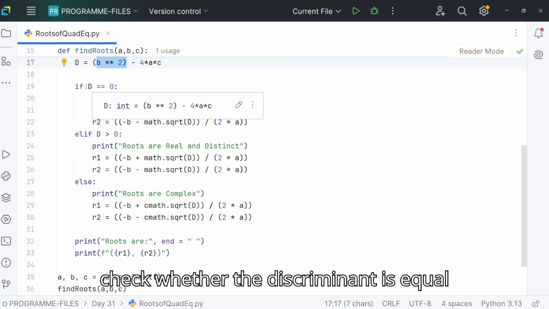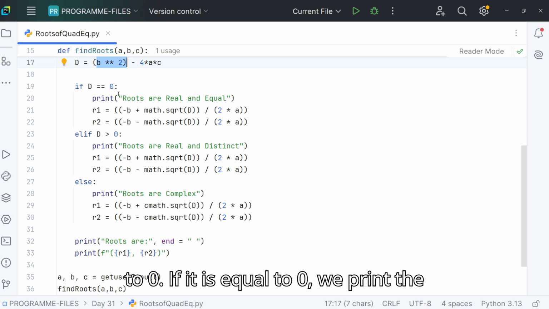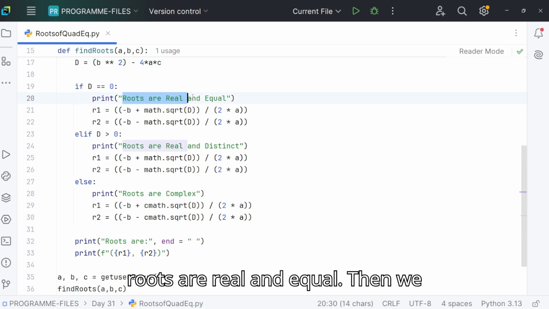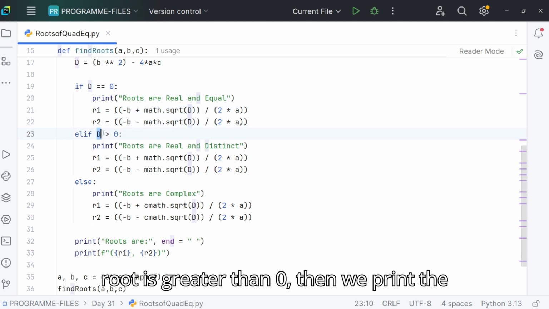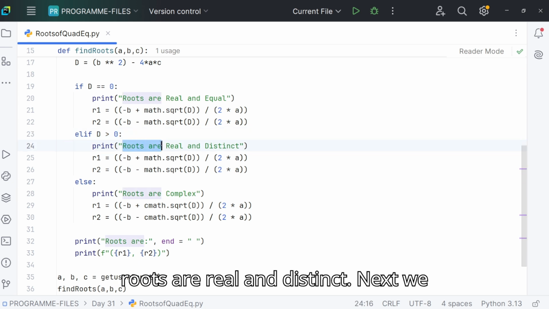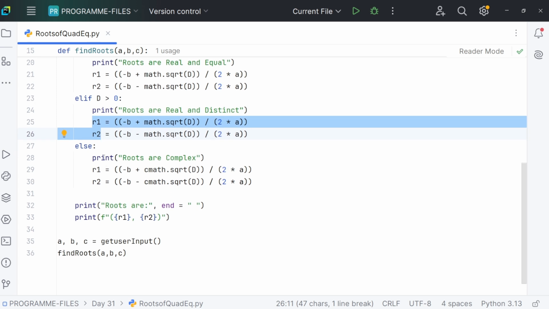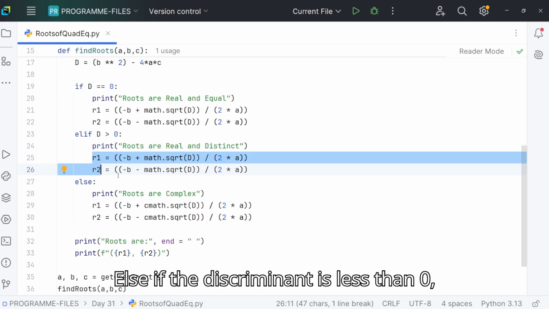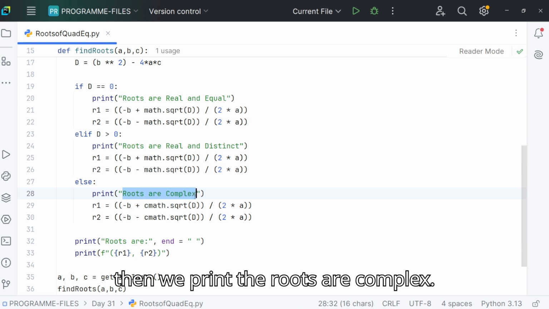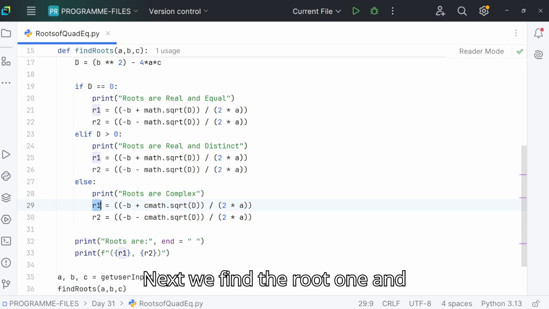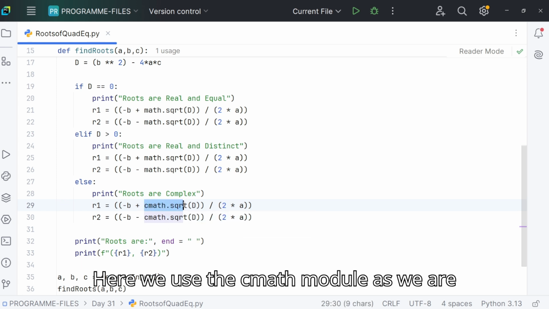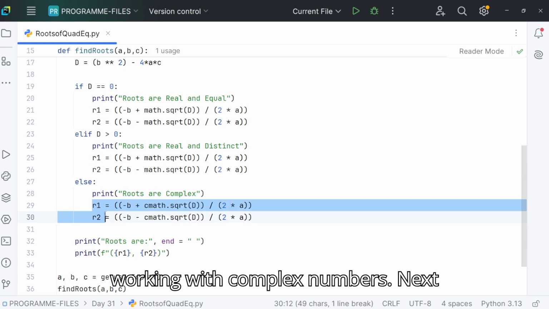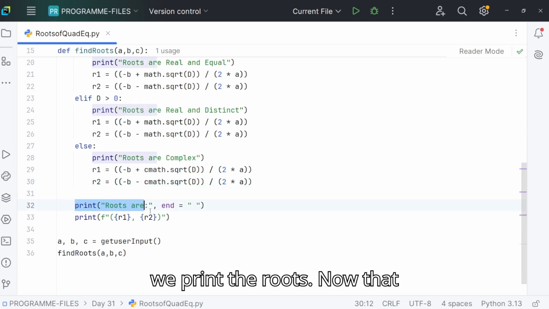Next, we check whether the discriminant is equal to 0. If it is equal to 0, we print the roots are real and equal. Then we find both the roots. Next, if the discriminant is greater than 0, then we print the roots are real and distinct. Next, we calculate both the roots. Else, if the discriminant is less than 0, then we print the roots are complex. Next, we find the root 1 and root 2. Here, we use the cmath module as we are working with complex numbers. Next, we print the roots.